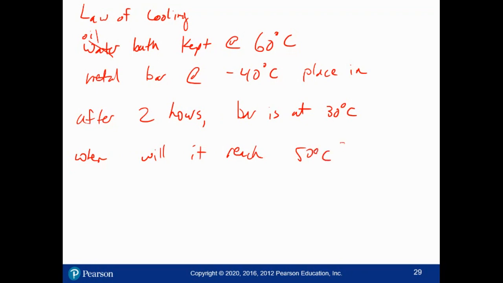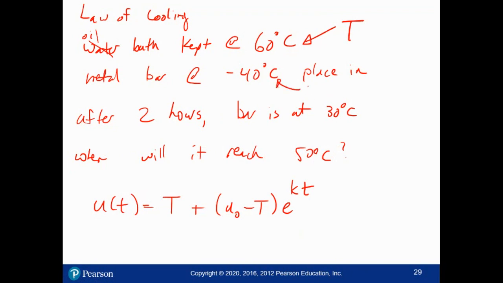50 degrees Celsius? And remember our generic formula for Newton's law of cooling, U of t is equal to capital T plus parenthesis, U naught minus T, e to the kt. So we have to identify some givens here. 60 is the environment of the medium, capital T. Negative 40 is the starting temperature of my object, U naught. After 2 hours, it is 30 degrees Celsius. So U of 2 is equal to 30.